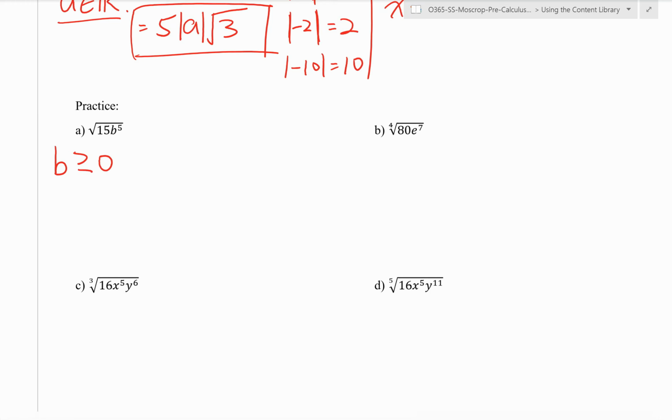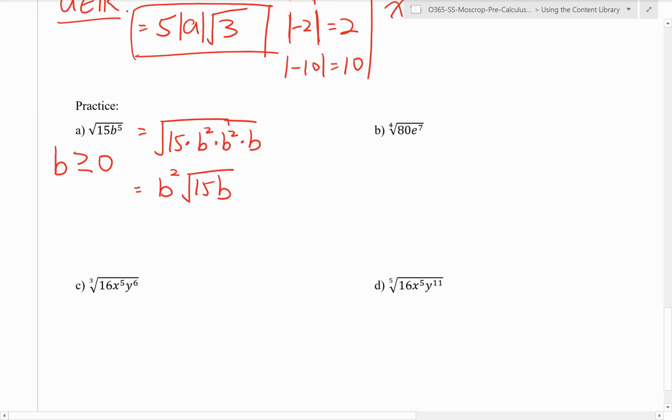Now, can we simplify this? The answer is yes. And how do we do that? We can rewrite this as 15 times b squared times b squared times b. The reason why I split b to the power 5 into b squared times b squared times b is because we can take the square root of b squared twice, and we know the square root of b squared is going to be b. So it's going to be b times b, so it's b squared. And we still have 15b inside the radical.